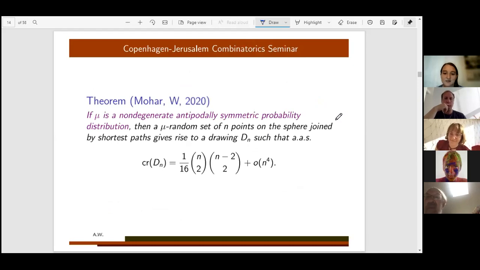So this is our theorem. And I said everything about it already.